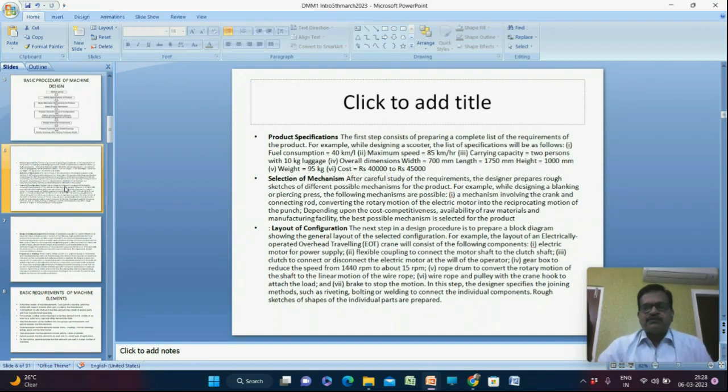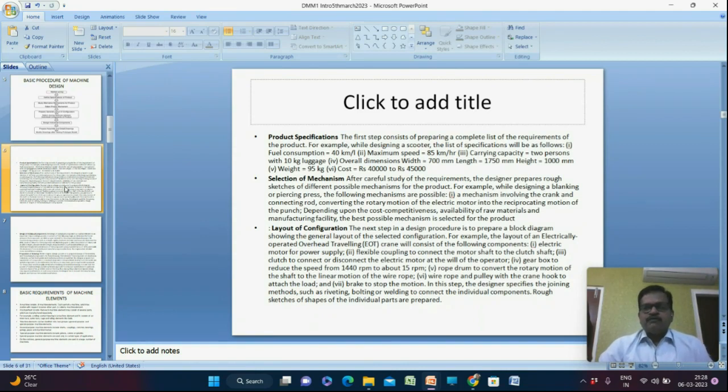So like that, while planning, the first and foremost thing is to list out the attributes we would like to have in that particular product. And then next thing, selection of mechanism. For a particular product, we need to select the suitable mechanisms for the transmission of power and conversion of energy, etc.